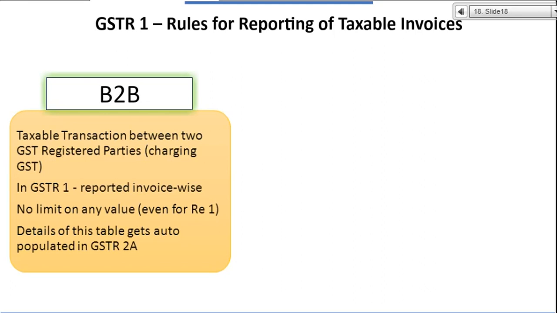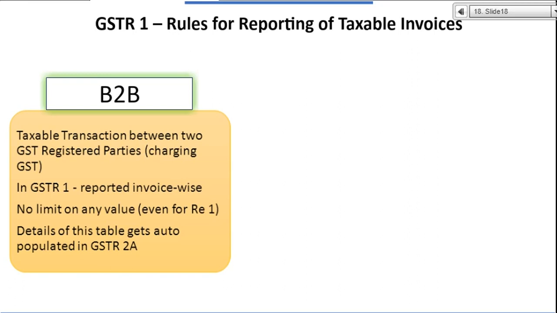B2B means business to business. It means both the parties are registered. If I am filing my GSTR1, naturally I am registered under GST. The recipient of my service is also registered under GST. So the reporting will be invoice wise, even for a single rupee invoice on which GST is charged. So for B2B, the reporting is invoice wise.